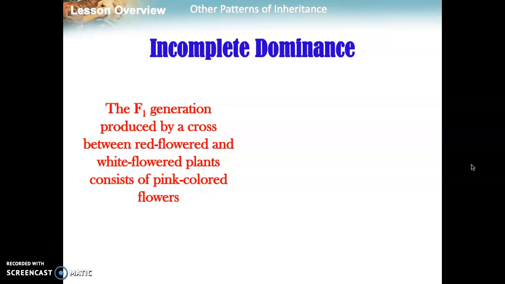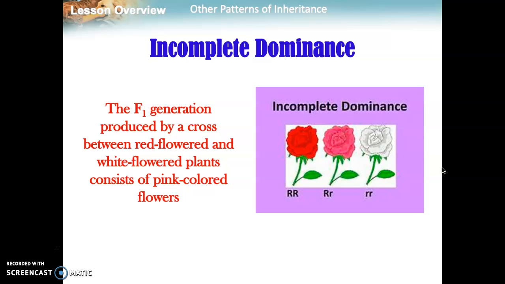In this particular problem, we have the F1 generation produced by a cross between red flowers and white flowers. All of the offspring come out pink. That means that the red allele from the red flowers is passed on, and the white allele from the white flowers is passed on. When those two alleles get together, even though red is considered dominant and white is considered recessive, the resulting phenotype is pink. This is what we call incomplete dominance.